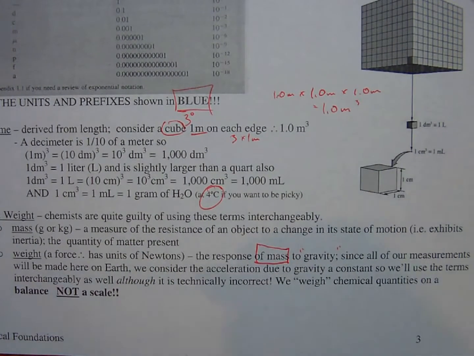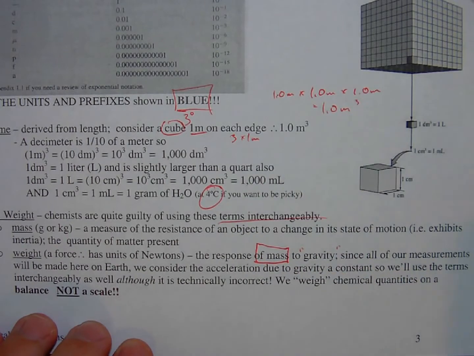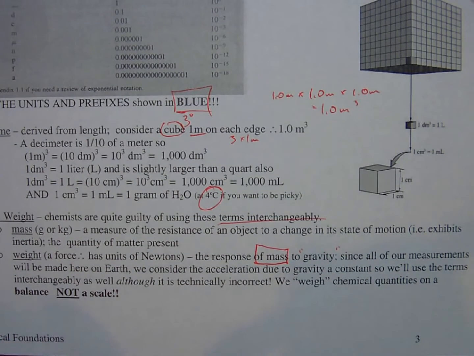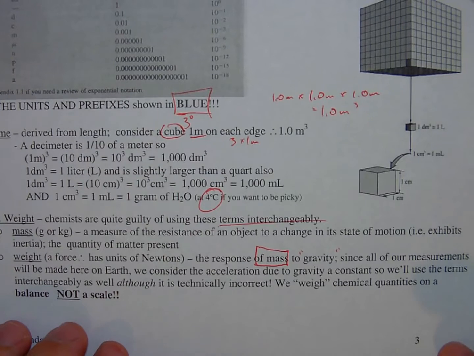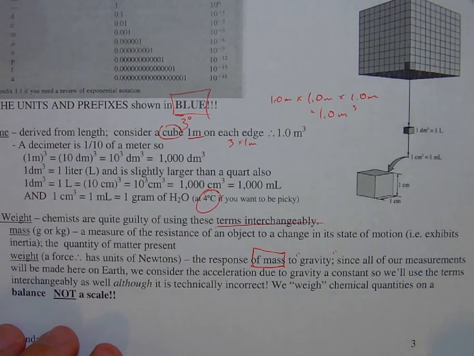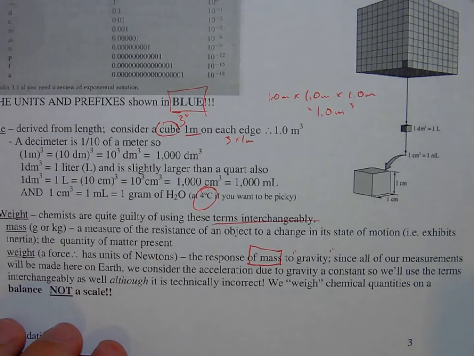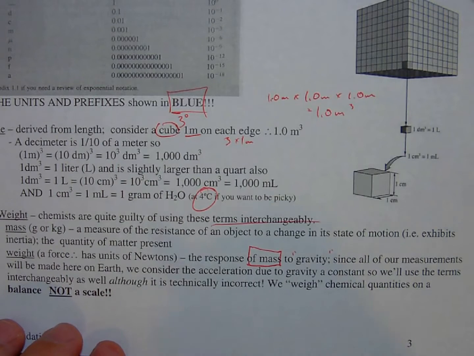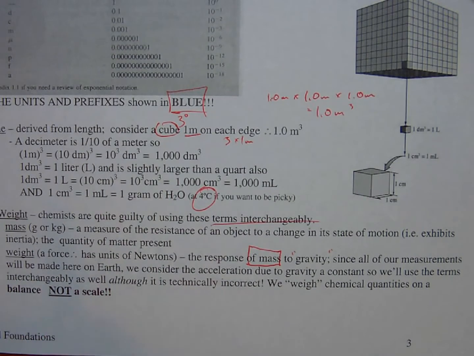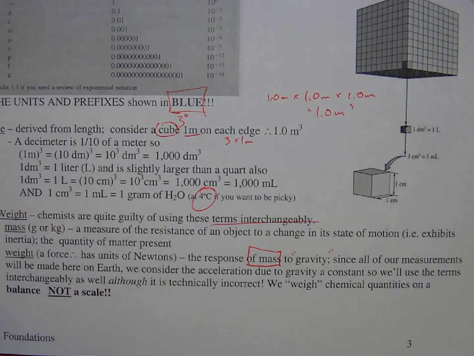Now, the reason that we use these terms interchangeably is because all the measurements that we do are going to be made on Earth, and so the acceleration due to gravity is going to be constant for the most part, at least for sure, with regards to how much precision and accuracy that we use in our lab. Although technically they're not used interchangeably, oftentimes we weigh chemical quantities.